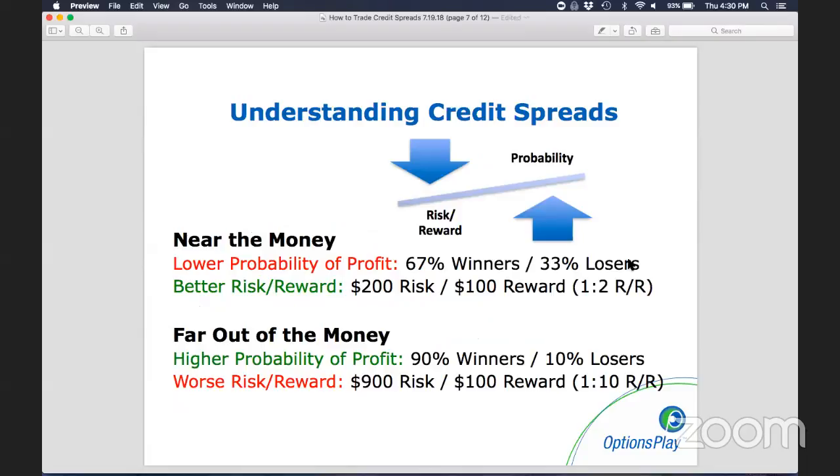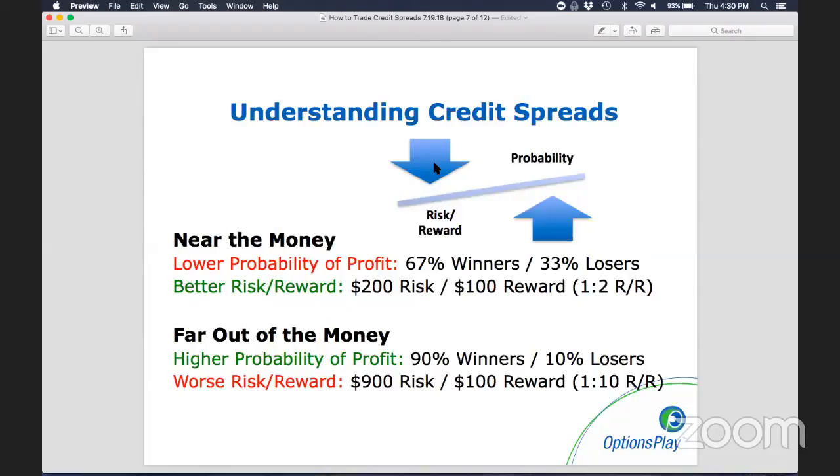So in order to understand that, what I want to do is delve a little bit deeper into this concept, because it's not related to just credit spreads. With all options trading, you're really looking at a relationship between probability and risk to reward. And this applies to all forms of trading and all forms of options trading. You're really just trading off probability with risk to reward. If something has a high probability, that means it has a low risk to reward. If something has a high risk to reward, that means it has a low probability.